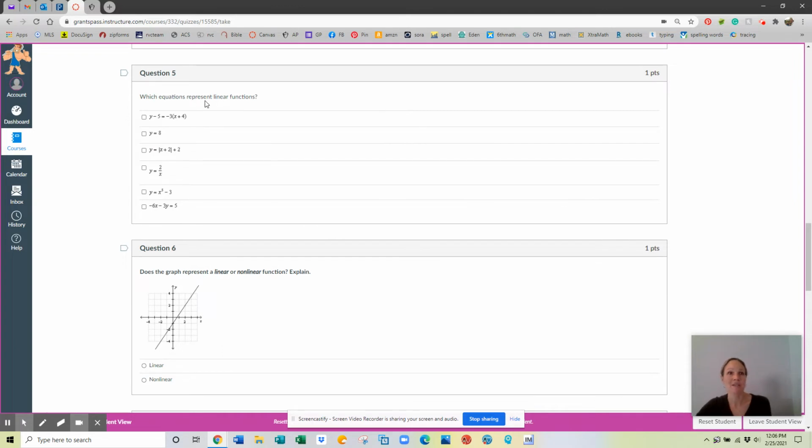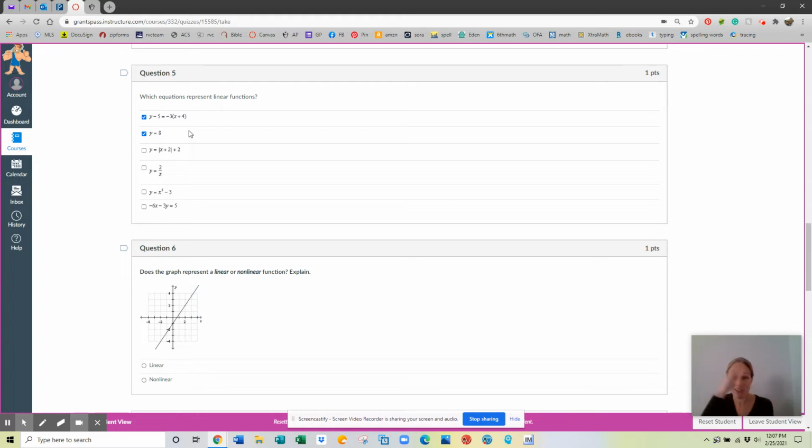Question number 5, which ones are linear functions? And remember, the word linear has the word line in it. And so a line would be y = mx + b. This one, even though it doesn't look like y = mx + b right now, I could distribute the 3, I could add the 5, and yes, that one could be written in that form. This one is also written in that form with zero x's. That's fine. That's a horizontal line. It passes through the y-axis at 8. So that is a linear function.